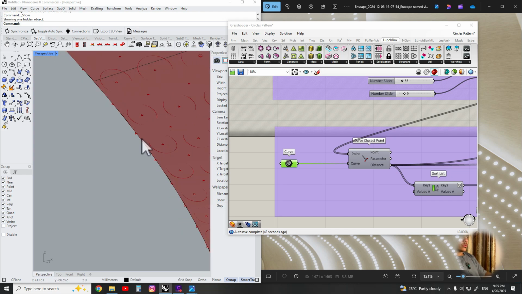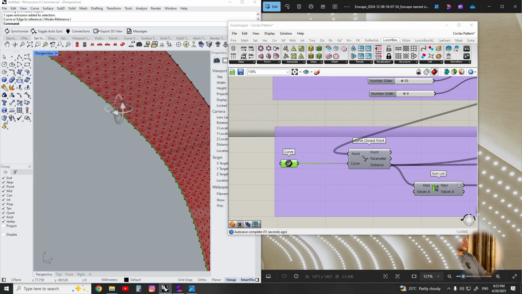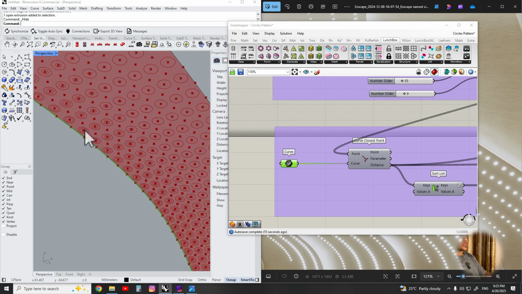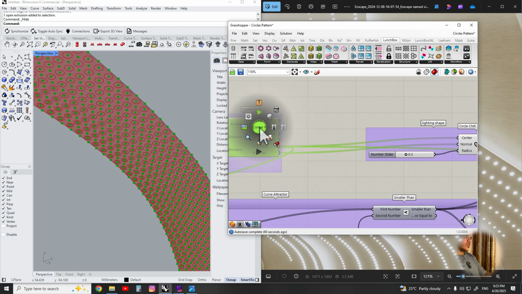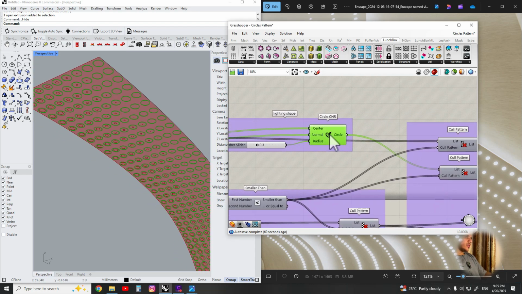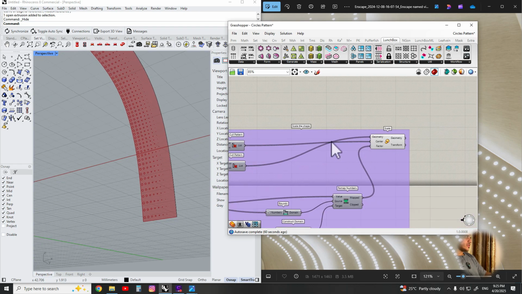If you pick the other side, okay, sorry, I have hidden this. As you can see now, it's the opposite direction. So for now, we don't need this. Let's hide it so you can see clearly. And the original circles, we don't need them. So now you can have the scale.